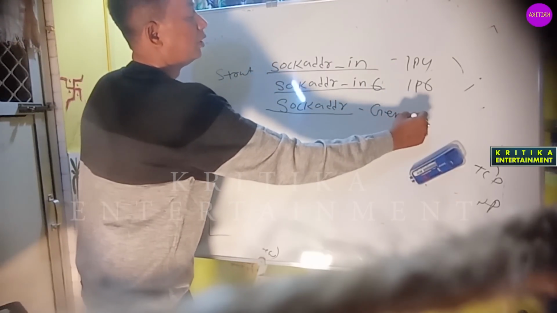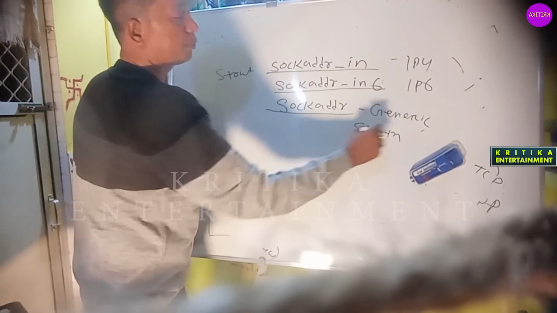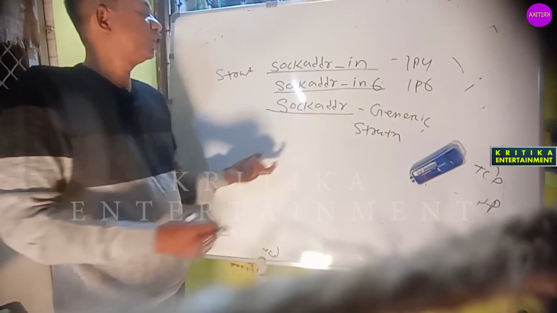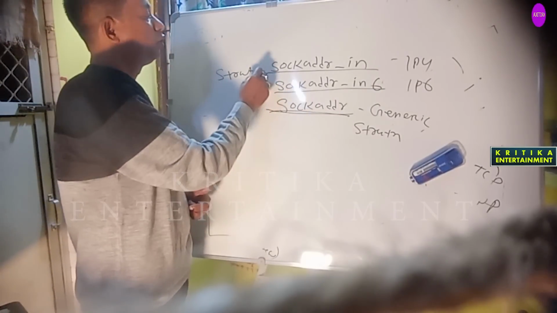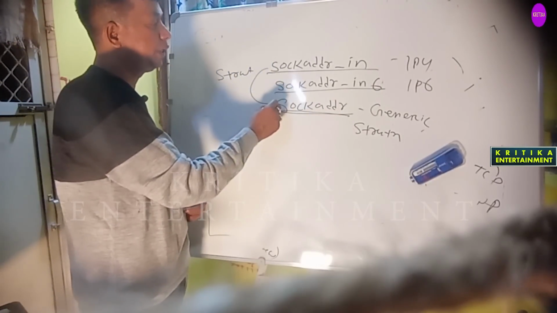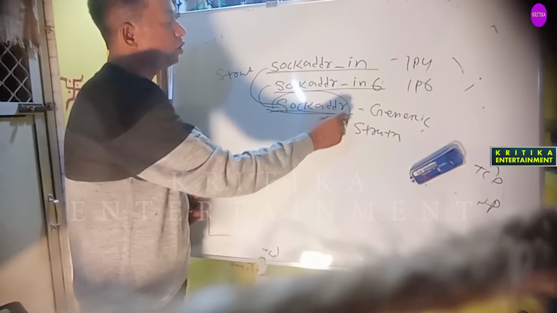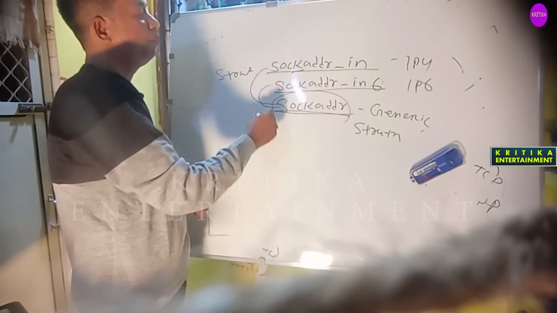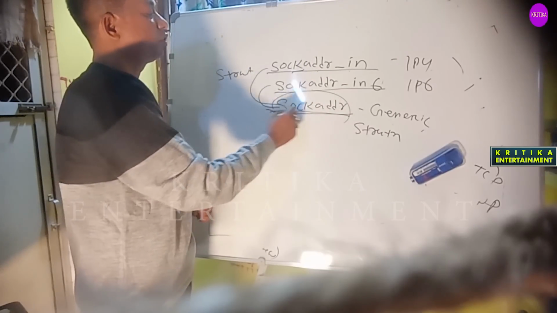What does generic structure mean? What is a generic data type in C++? Any type of data you have to declare can be cast. So inside sockaddr, you can also declare sockaddr underscore in or sockaddr underscore in6. So this is called the generic structure. It can be cast to the sockaddr_in type and the sockaddr_in6 type. So this is called sockaddr.